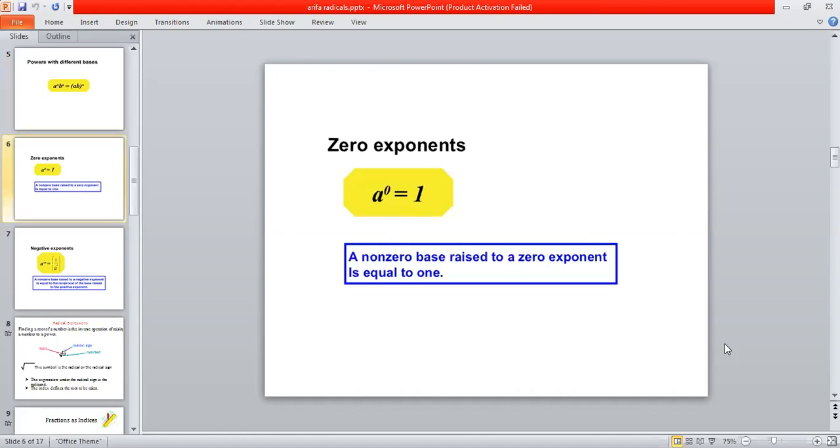Now another very important law, zero exponent. a to the power 0 is equal to 1. It means a non-zero base raised to a zero exponent is equal to 1. For example, 2 to the power 0 is equal to 1, or 3 to the power 0 is equal to 1, or x to the power 0 is equal to 1, or y to the power 0 is equal to 1. Any base whose power is 0 is equal to 1.